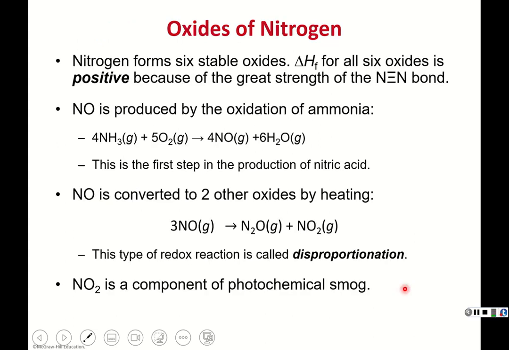Okay. So if we look at some oxides of nitrogen, it forms 6 stable oxides. The delta H of formation for all 6 oxides is positive, and that's because N2, that triple bond of N2, is very, very strong and very, very stable. So forming any oxides from that, the delta H is going to be positive because you're starting at such a low potential energy for N2.